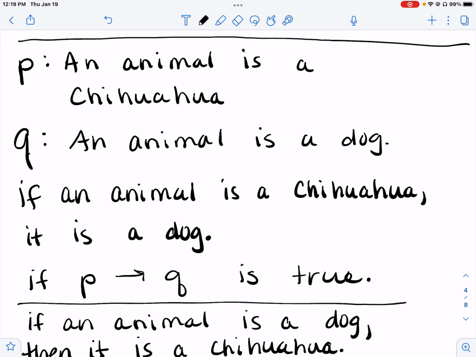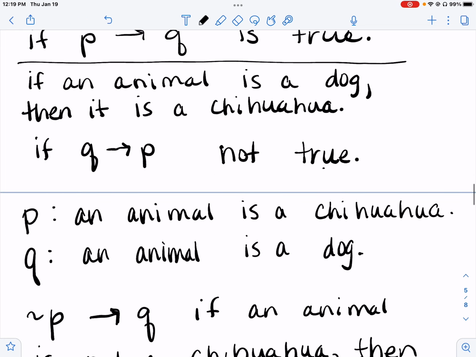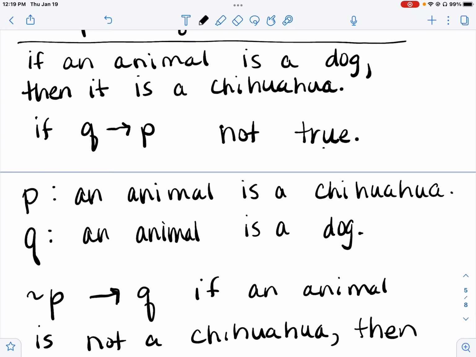All chihuahuas are dogs. If an animal is a dog, then it is a chihuahua. Dog was Q, chihuahua was P. So if Q, then P is not true because not all dogs are chihuahuas.